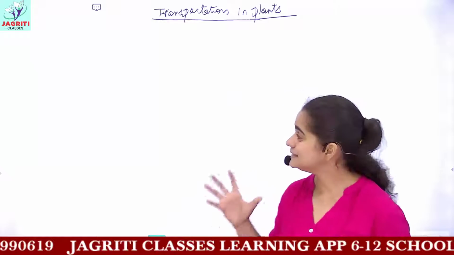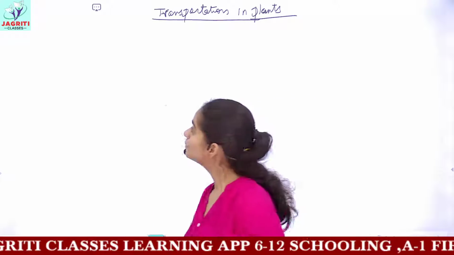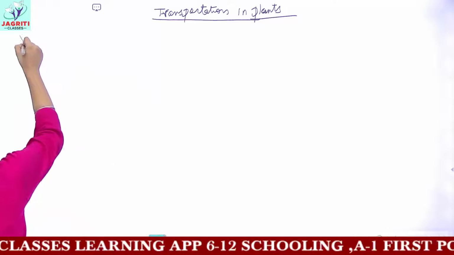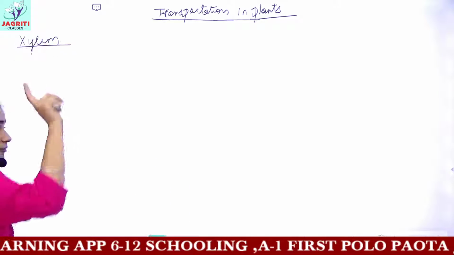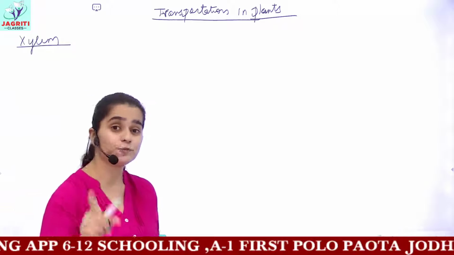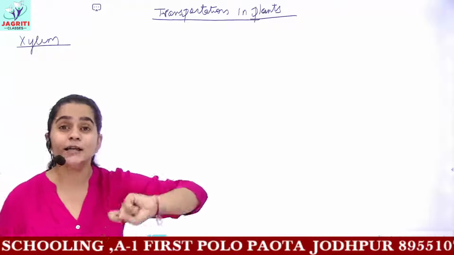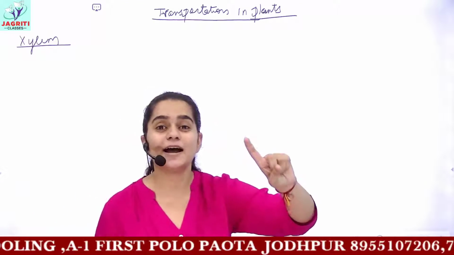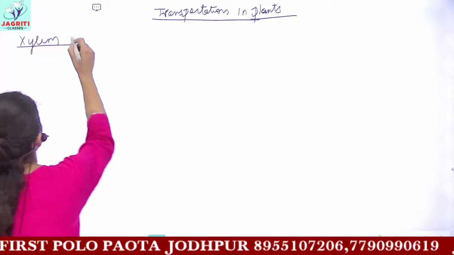So we will be seeing each and every single tissue in detail. First let's start with xylem. Both these tissues, xylem and phloem, which are responsible for transportation, combined are called the conducting tissues of plants or vascular tissues. So let's start with xylem.